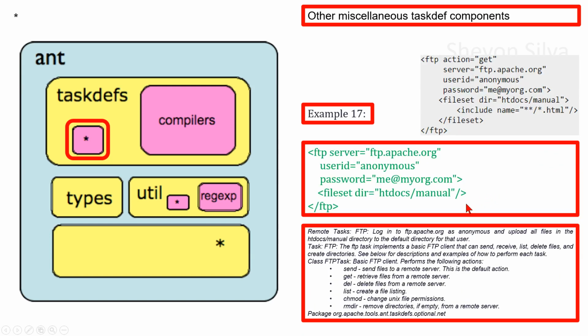Now we are considering FTP in remote tasks. Here login to the ftp.apache.org as anonymous and upload all the files in the htdocs/manual directory to the default directory for that user.